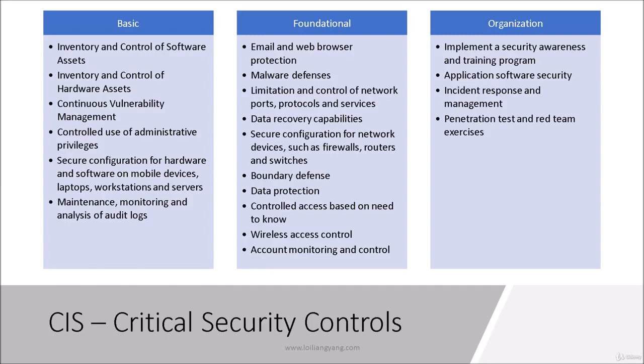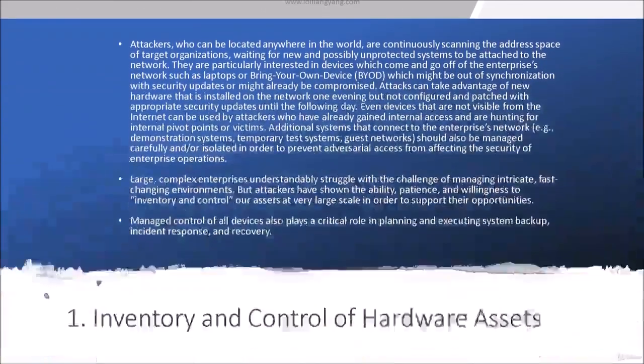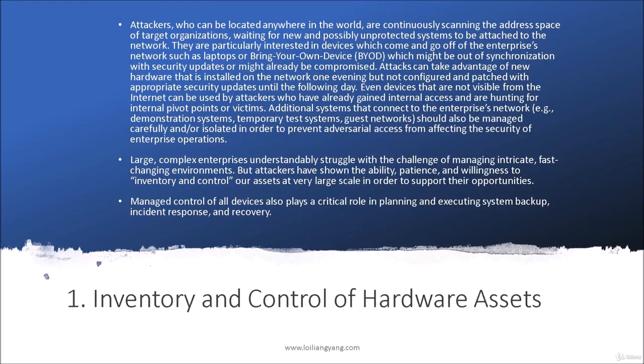So all in all, zooming back out again, we have basic, foundational, as well as organization, to be able to manage the critical security controls within your enterprise. Moving forward, we're going to go into the first, inventory and control of hardware assets. So what does it mean? If you remember from some of the earlier tutorials, we were discussing how you could gain complete control of the hardware asset.